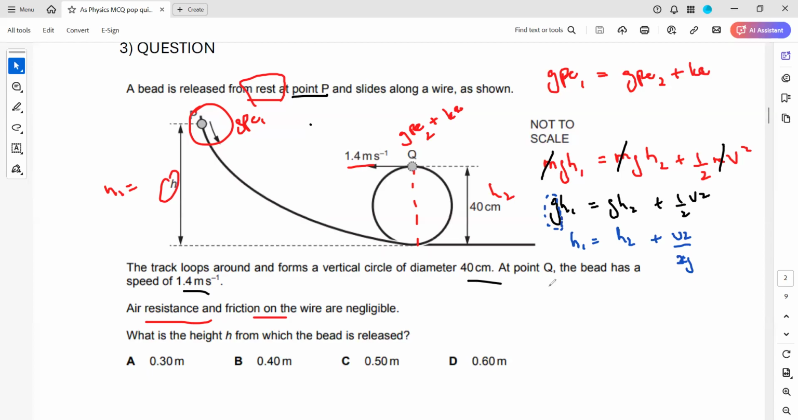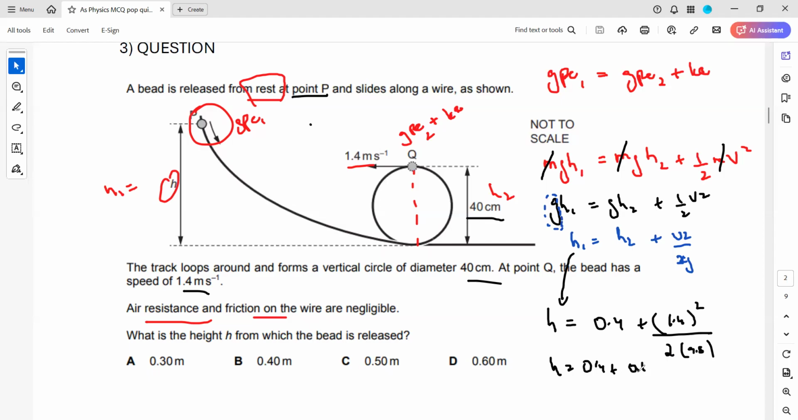You can first substitute the values and then solve the equation, or you can just rearrange the variables and at the last substitute the values. You will get the same result. So we need h1, which we called h. The second height is 40 centimeters. It should be in meters, so 0.4, plus v squared, which is 1.4 squared, divided by 2 into 9.8. So h is equal to 0.4 plus 1.4 squared divided by 19.6, because 2 into 9.8 is 19.6. So 1.4 squared is 1.96, and we get 0.1 here.